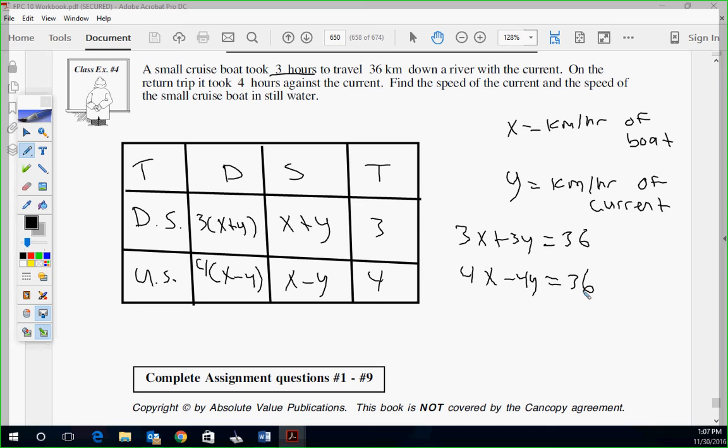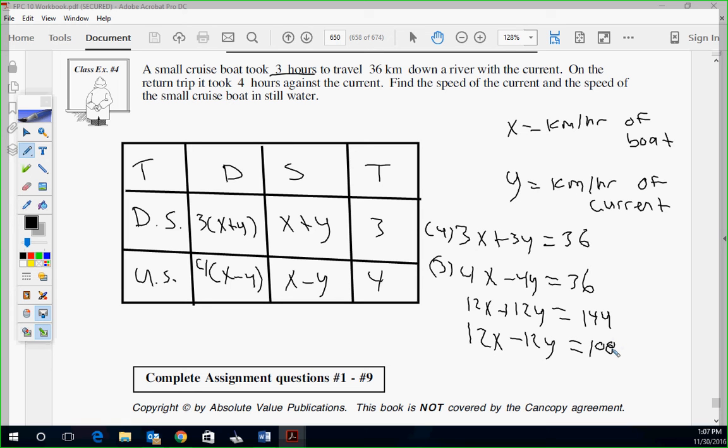Which one does it look like you might want to use here? Do you see anything to substitute? I wouldn't use substitution. I use elimination for sure because there's no variables by themselves. Okay, so I would times this by 4, this by 3. So I would get 12x plus 12y equals 144, and 12x minus 12y equals 108.